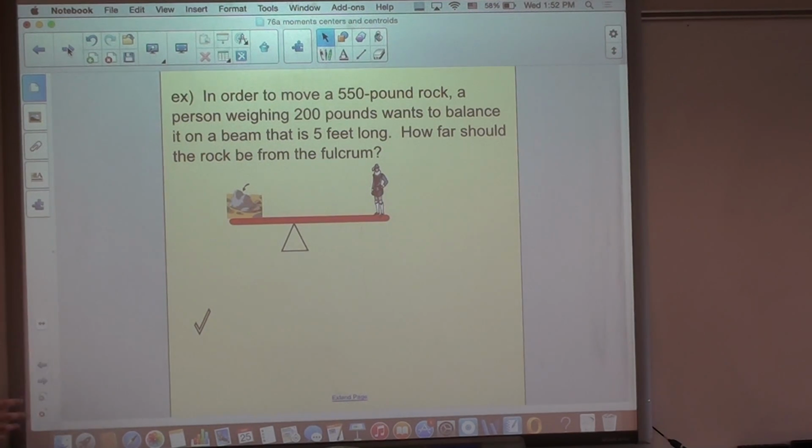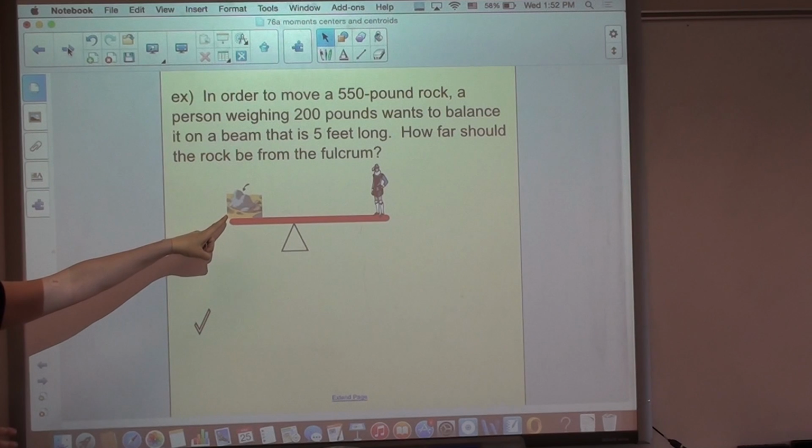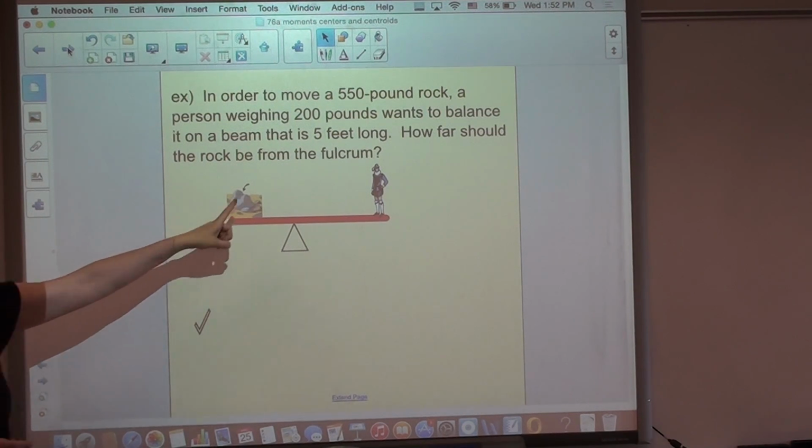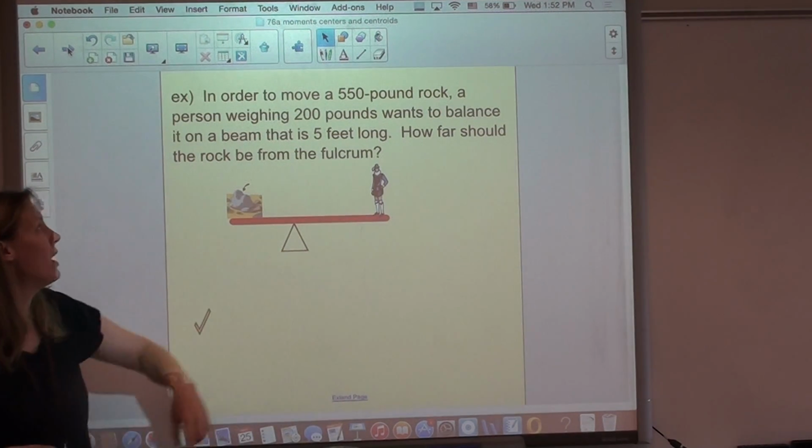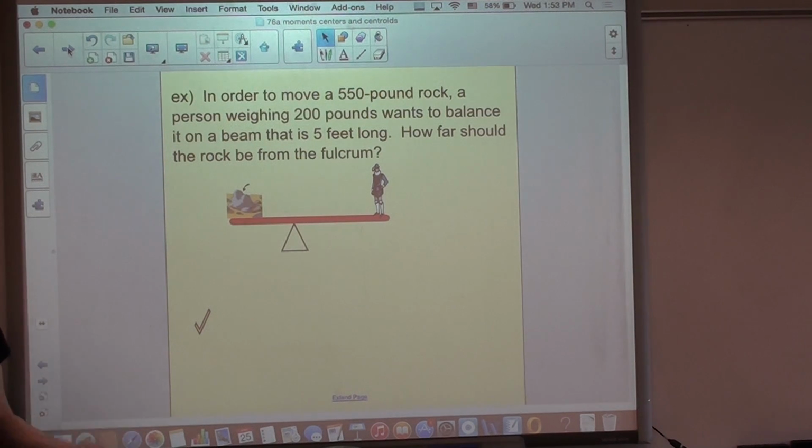In order to move a 550-pound rock, a person weighing 200 pounds wants to balance it on a beam that is 5 feet long. I know there's a lot of what-the-heck with this problem, right? But anyway, let's just go with it. So we're not even gonna think about how he moves the 550-pound rock onto the beam, right?